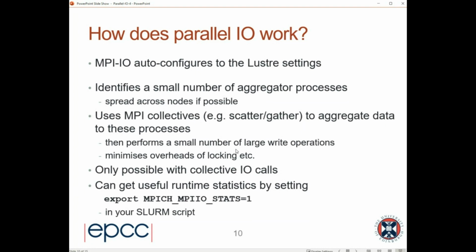It can't do any of this clever stuff. If you're worried about what's going on, you can get useful runtime stats by setting the variable MPICH_MPIIO_STATS equals 1. At runtime, that will print out what MPI-IO is doing, for example how many aggregator processes it has and where they are. It will print out statistics about your I/O, how many transactions there were and how big they were. So that's a very useful trick, to set that variable, and you get useful runtime statistics as to what MPI-IO actually did, and that helps you understand what's going on.